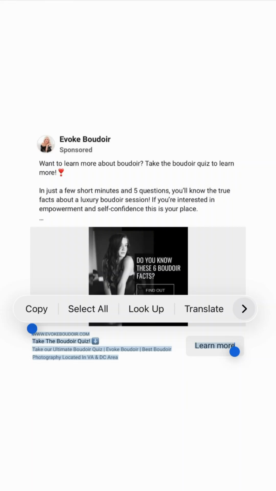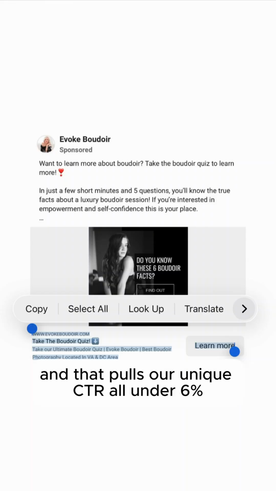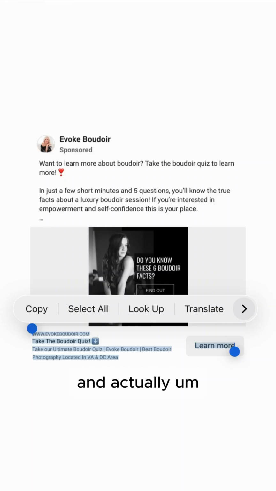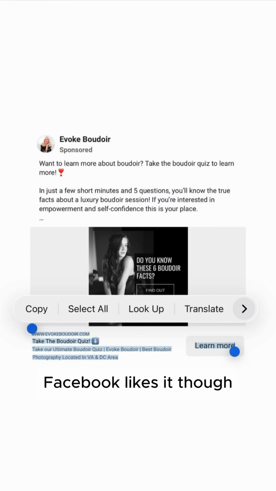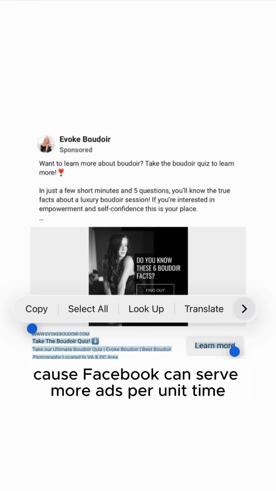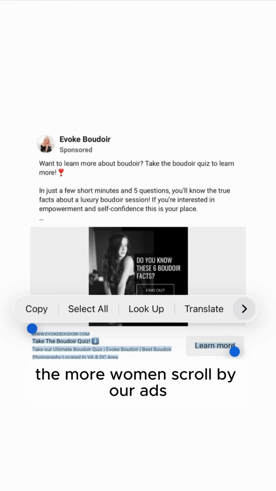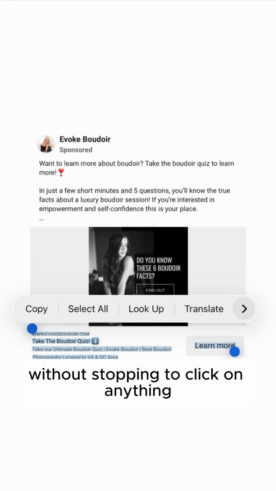And that pulls our unique CTRL under 6%. And it actually contributes to us having BLCS, Boudoir low-click syndrome. Facebook likes it, though, because Facebook can serve more ads per unit time, the more women scroll by our ads without stopping to click on anything.